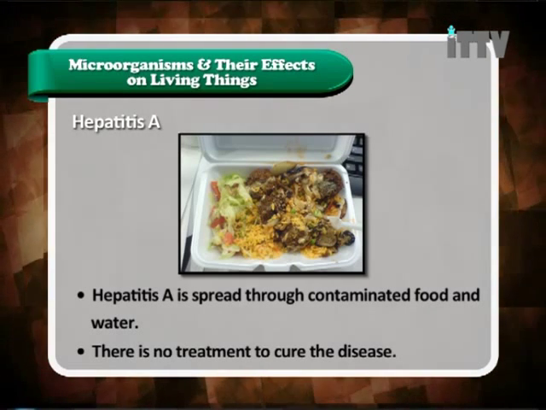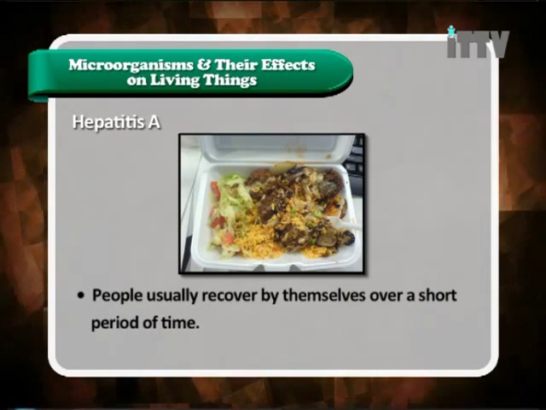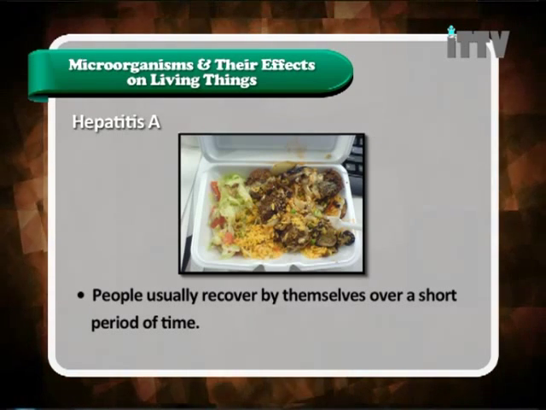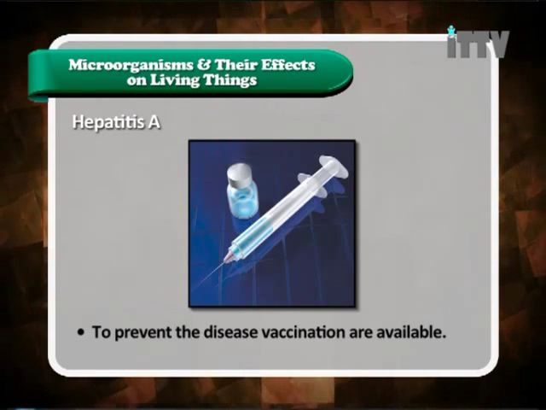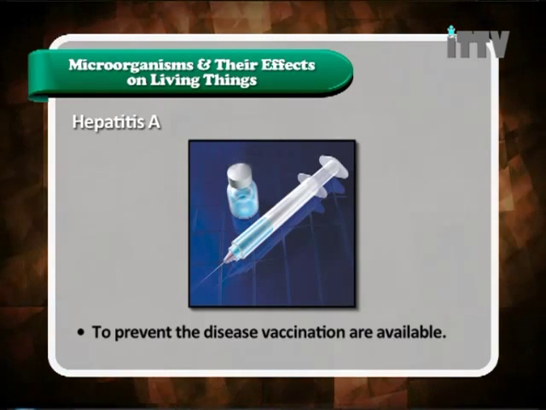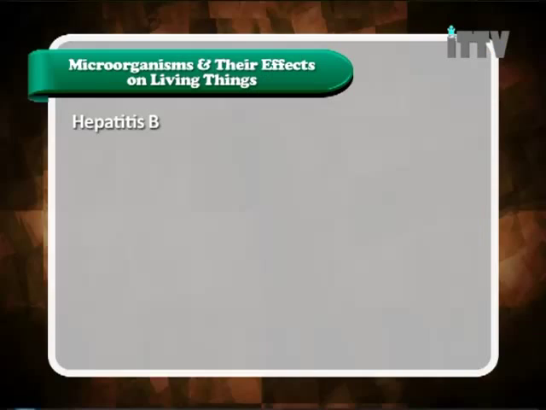There is no treatment to cure the disease. People usually recover by themselves over a short period of time. To prevent the disease, vaccinations are available. Vaccination for hepatitis normally is given for people who like to go abroad and especially to third world countries. So one way to prevent it is by vaccination.